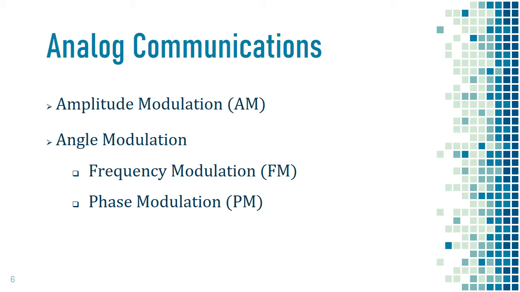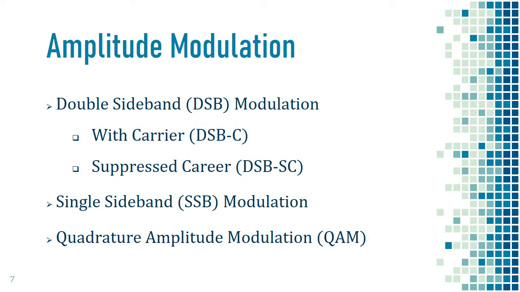Then we will spend a good amount of time with amplitude modulation. There are several types of amplitude modulation, for example, double sideband modulation, single sideband modulation, and quadrature amplitude modulation. We will talk about them, especially focusing on double sideband and single sideband modulation.